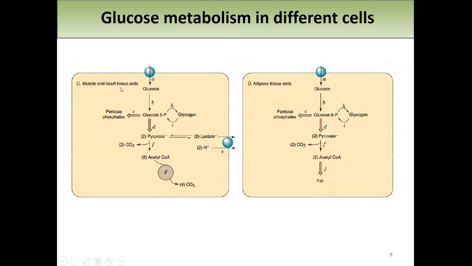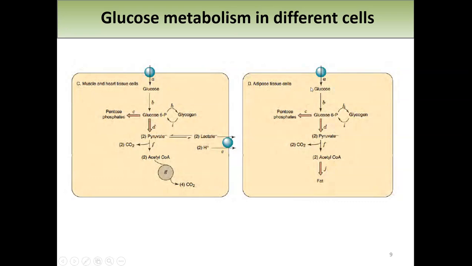So here you see the muscle and heart tissue cells. On the right side of the slide, the adipose tissue cells. As the glucose enters the muscle and heart tissue cells, it enters glycolysis. The product is pyruvate. Pyruvate could be converted to acetyl-CoA and enter the Krebs cycle, or pyruvate could be reduced to lactate. You see there are two fates for pyruvate in this cell. It depends on the presence of oxygen. The glucose 6-phosphate produced from the first reaction of glycolysis could either enter the pentose phosphate pathway, or be used for production of glycogen. And the glycogen could be broken down in order to produce glucose 6-phosphate.